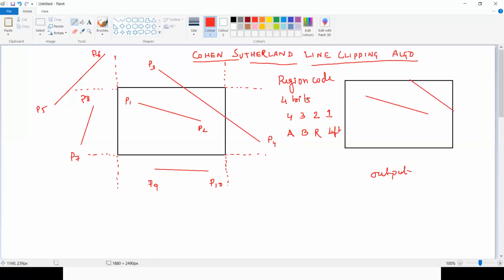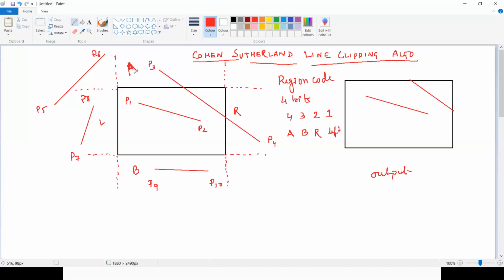So this is the left side. What is left, right, below, above? Left is the left side of the clip window. R is the right side of the clip window. So here, this one is our left side of the clip window. This is our right side of the clip window. This is our below side, below the clip window, and this is the above of the clip window. Left, right, below, and above.